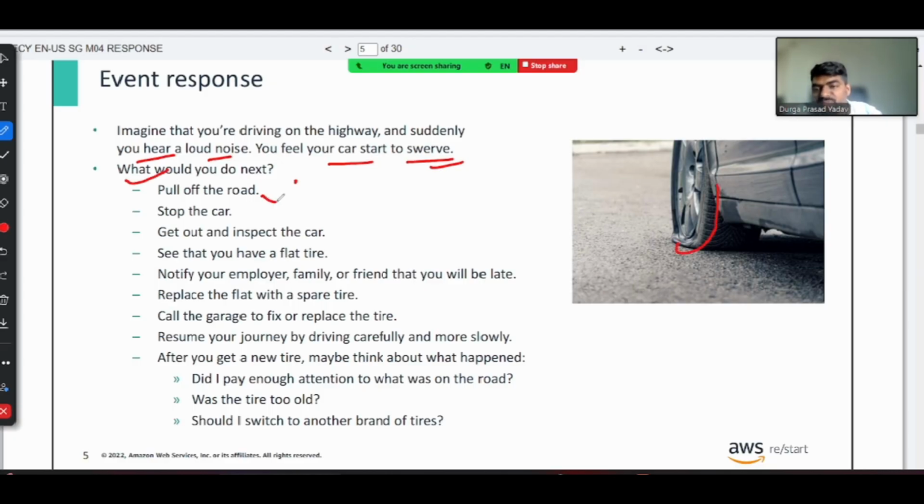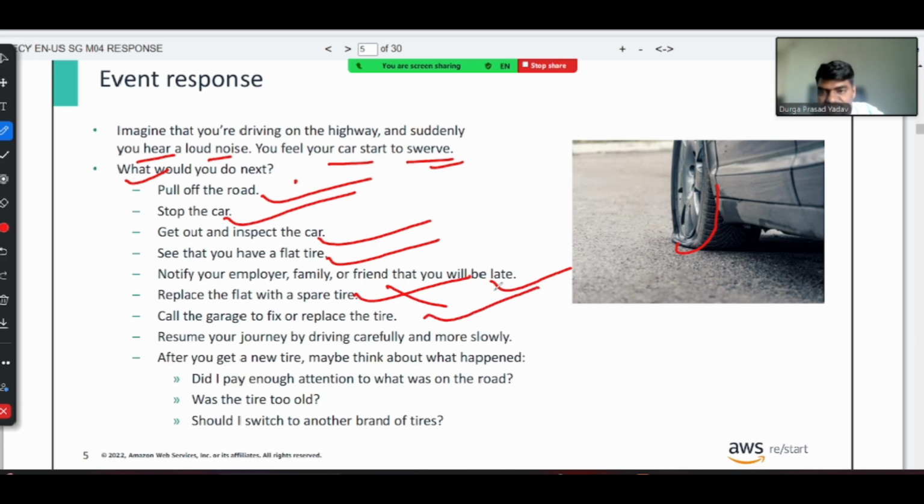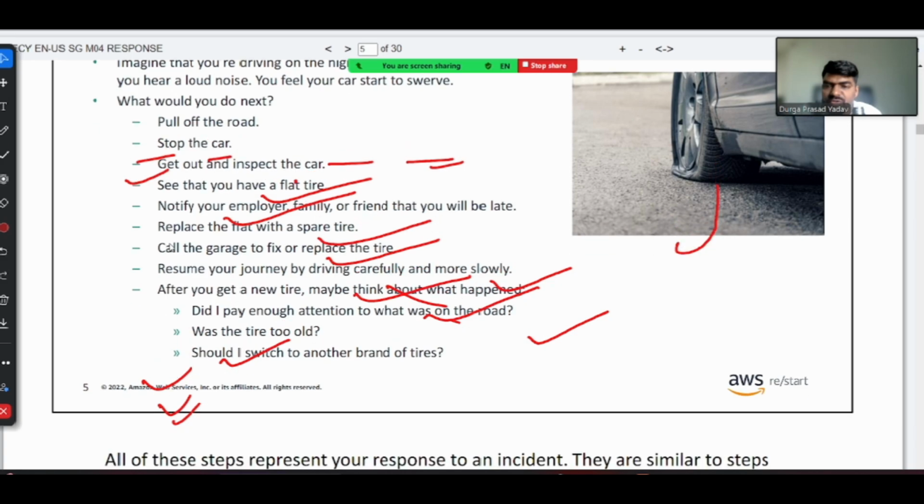So what will you do? You will pull off the car, stop the car, inspect it, and see that your car tire is flat. You will call your office and inform them you will be late, and then you will replace it with your spare tire, or if you cannot, you will call the garage to fix it. Then you will resume your journey carefully, more slowly, and after that you will check whether you are going to buy a new tire. You will focus on a few points, like how much you are paying, whether that's enough, or whether the tire was too old, or whether you should switch to another brand of tire. Like the same, if a security threat comes, you will also respond accordingly.